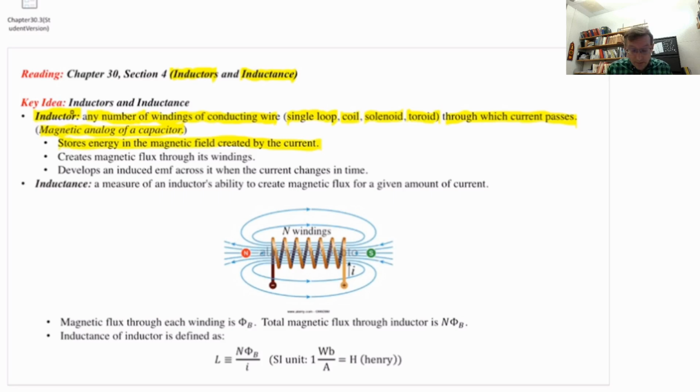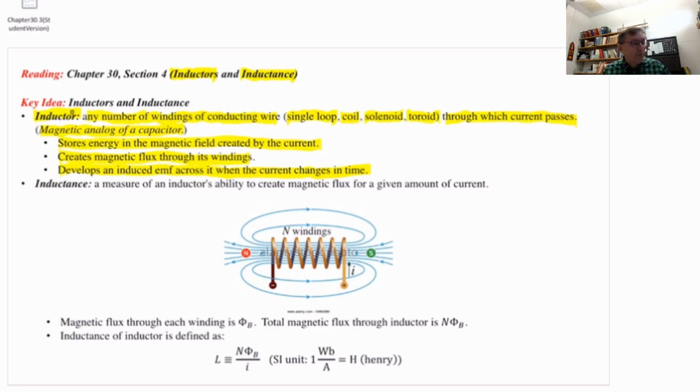Because of that magnetic field, you can talk about an inductor creating magnetic flux through its windings. And by Faraday's law, if the current in the windings, and therefore the magnetic field from that current, and therefore the magnetic flux through the windings changes with time, we'll have an induced EMF across the two ends of the inductor. That's Faraday's law. Okay, so that's basically what an inductor is and does.